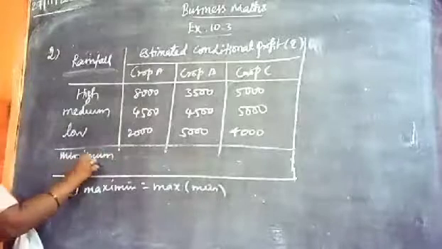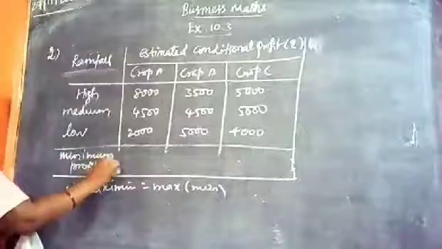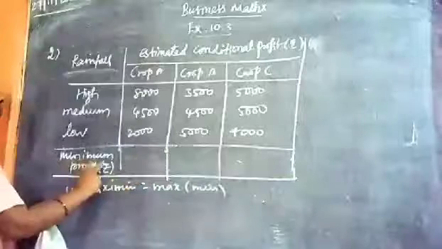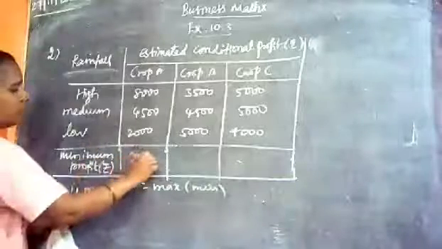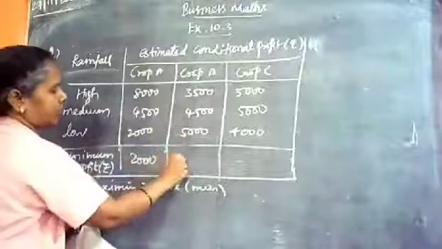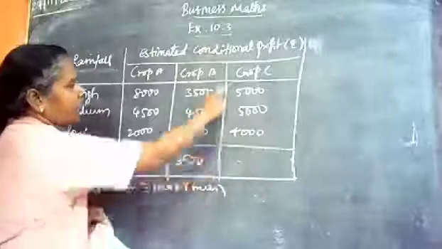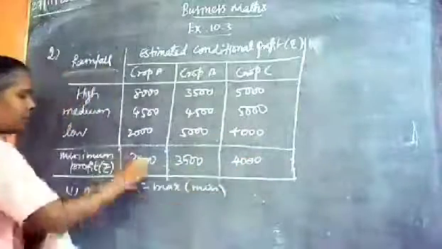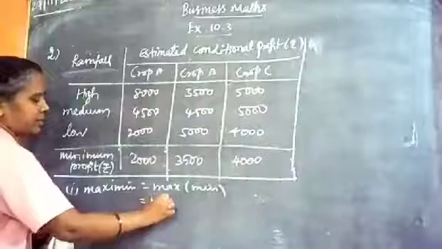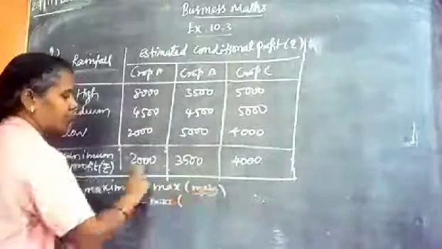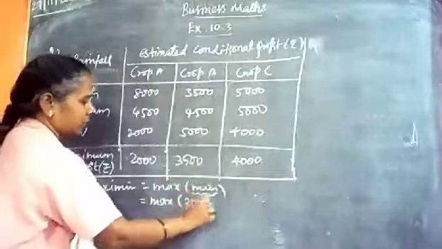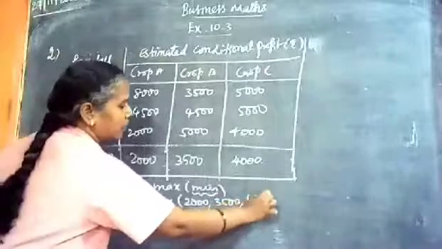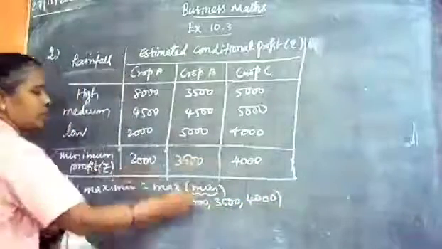Profit in rupees. Under crop A, what is the minimum value? 2,000. And what about here? 3,500 is the minimum value. Here the minimum value is 4,000. Pick out all these minimum values and write them in the bracket. Instead of minimum, we are going to write the respective values: 2,000, 3,500, 4,000. The answers you received here should be written inside the bracket.